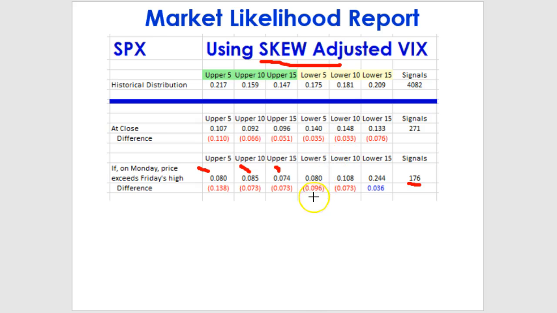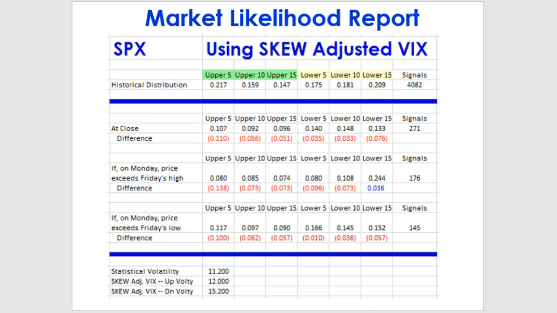Now on the downside bands, look at this, 8%, about 11, and then it hits the lower 15, 24.4, quite a bit more than that. Look at that. That's kind of an anomaly that's sitting there. Interesting. And then we finally get if price exceeds Friday's low. If it exceeds Friday's low, we still have some low numbers here, 1 in 10. Now the lower bands are struck a little more often than if it goes above the high, but still slightly advantageous.